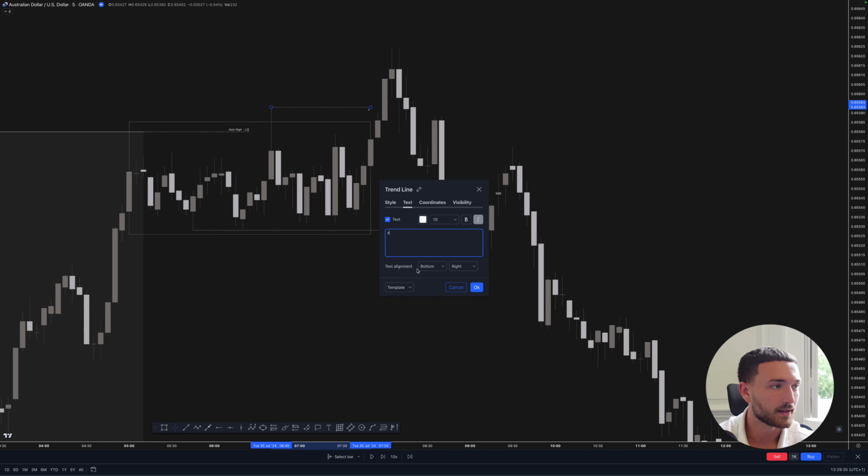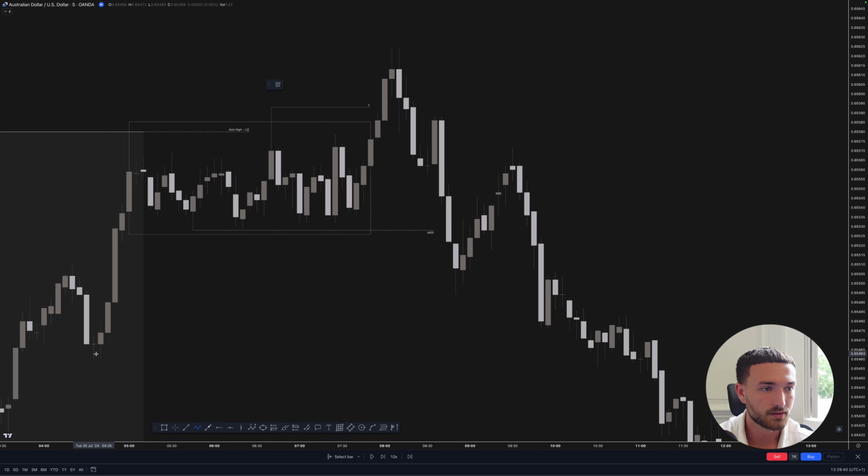Here, if I just do X. As you can see, price pushes up into this level. We then see price accumulate all the way through here. Then we see price push up, create a low here, create another high, and push all the way down. So there's kind of three phases in this. We've got the accumulation phase, which is here. Then we've got the manipulation phase, which is here.